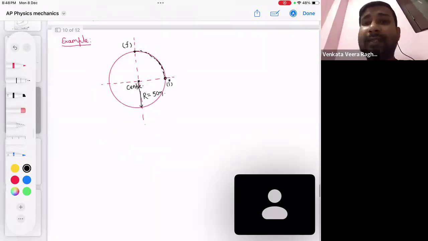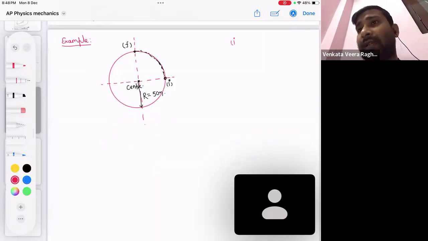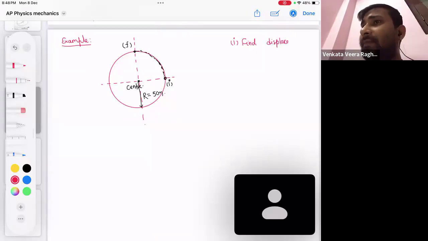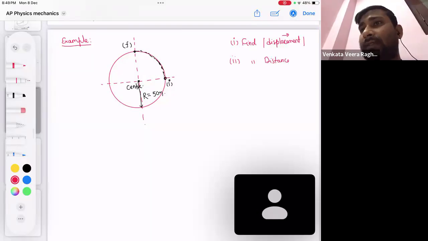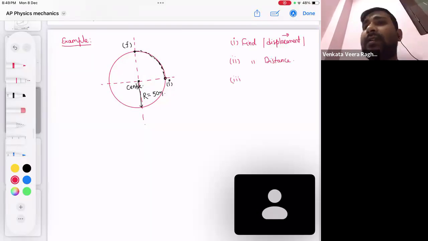Please tell me a few things here. I'm going to write a few things we have to calculate. Find the displacement of the particle. Just right now, tell me the magnitude of displacement, that is enough. I will tell you about the direction also, don't worry. Second thing, find the distance traveled by the particle.